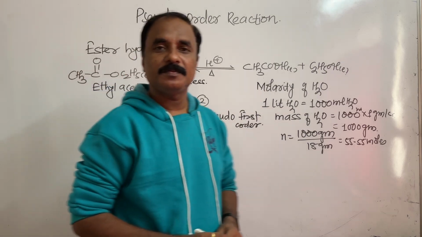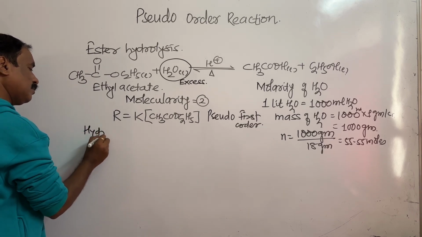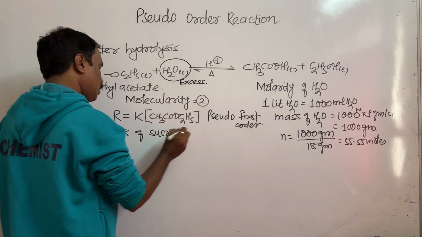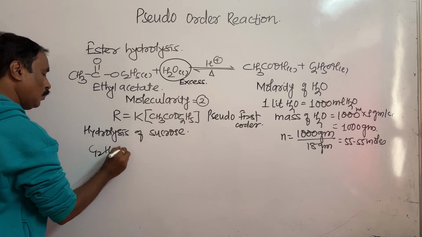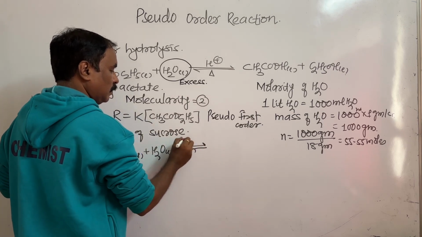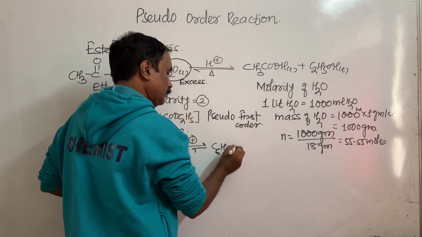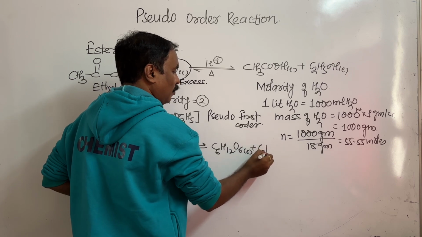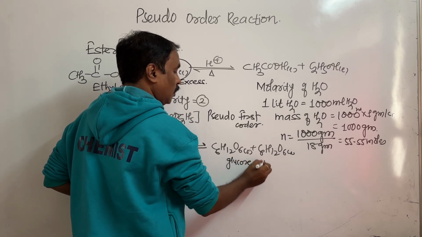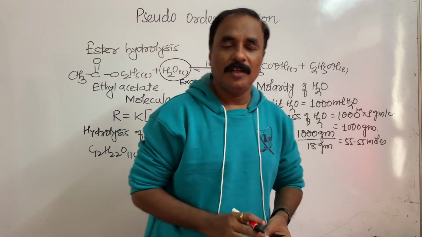Another example of this. Second, hydrolysis of sucrose. C12 H22 O11. Iska hydrolysis. Here formation of glucose and fructose. These two are isomers. Isme ek glucose hai aur ek fructose hai. So yahan par bhi water excess hai. Yahan par bhi do reactants hai.